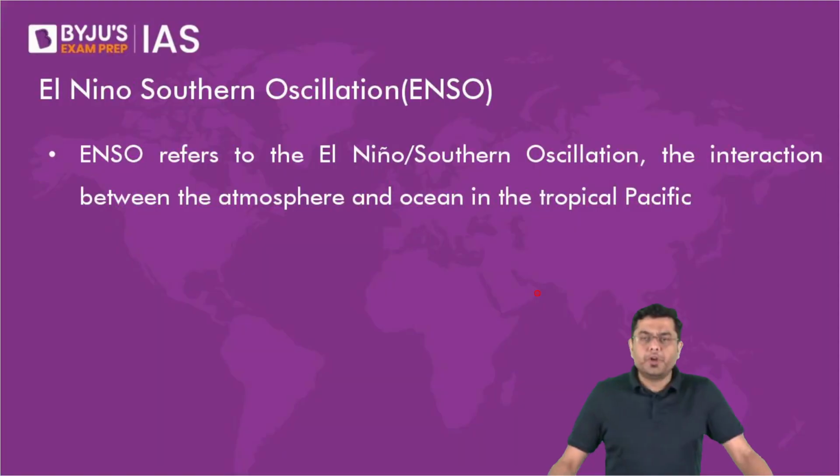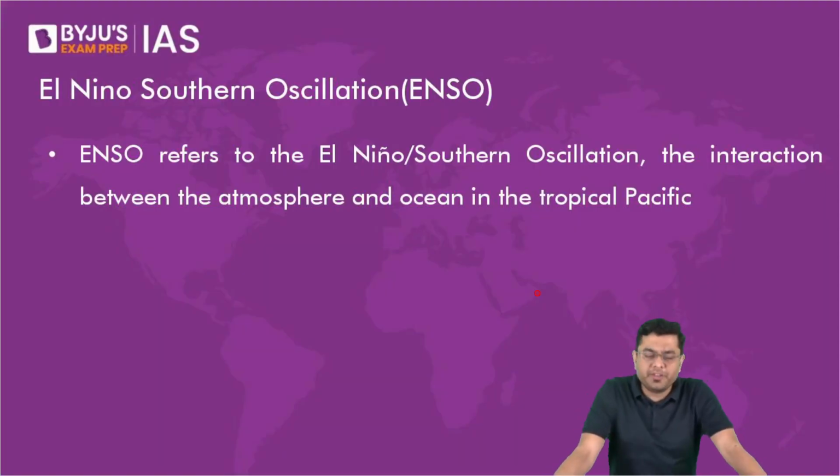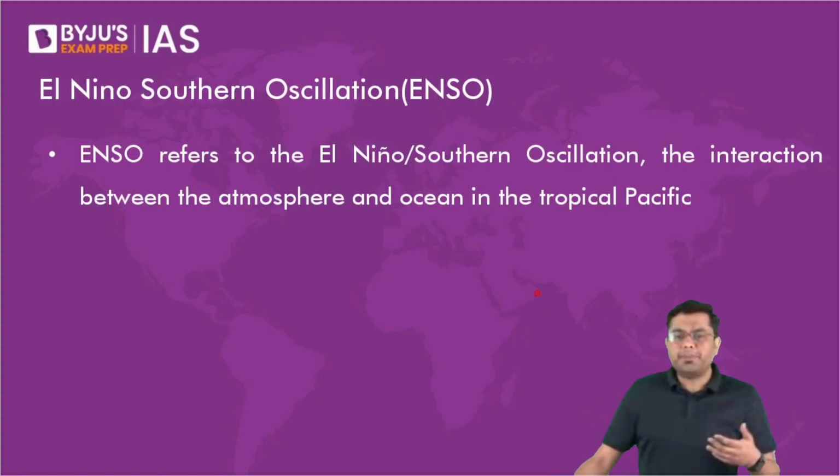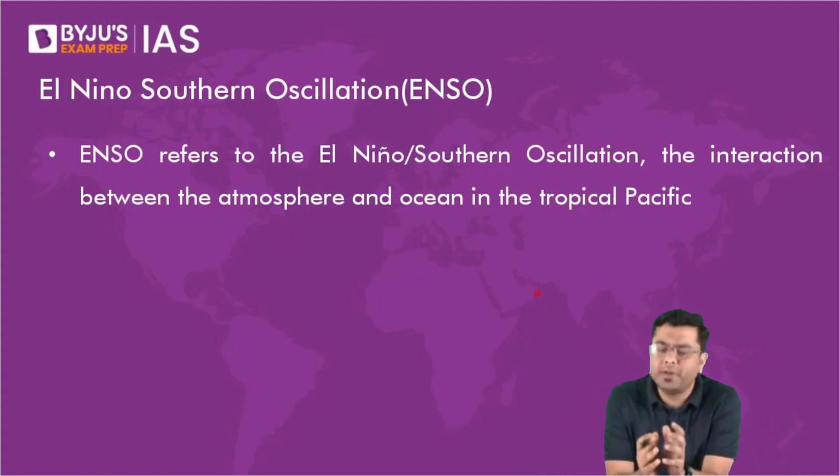Now we come to the portion of ENSO cycles, or what is referred to as El Nino Southern Oscillation. Here we study different conditions, that is El Nino, La Nina, and when we say El Nino, La Nina, you also have a neutral condition in between. The discovery of this El Nino condition was a kind of accidental discovery.